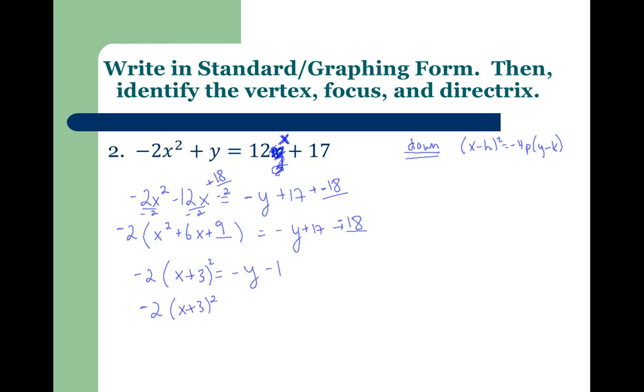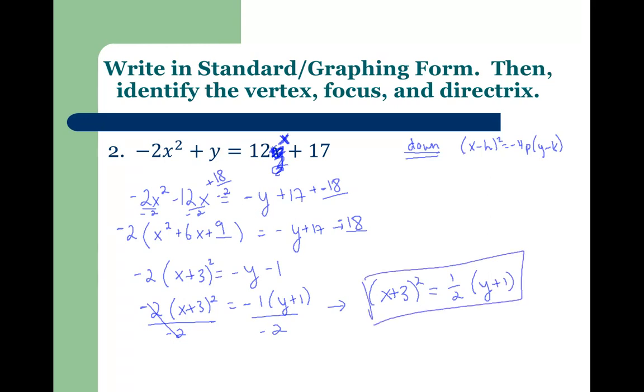So just like we did before, I'm going to factor out that negative 1, and I've now got y plus 1. And then I don't want this coefficient here, so I'm going to go ahead and divide by negative 2. Look, I was wrong. So I'm going to have 1/2 y plus 1. So this didn't open down, this opened up. It's okay.